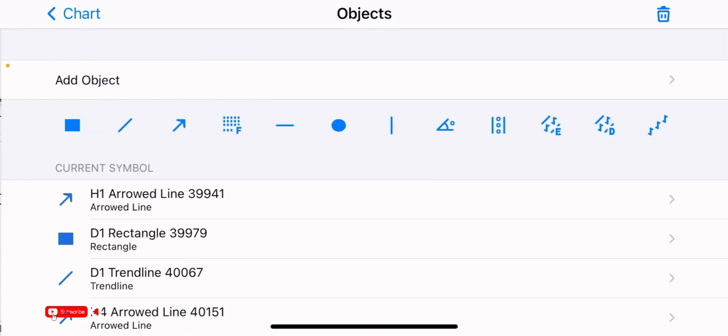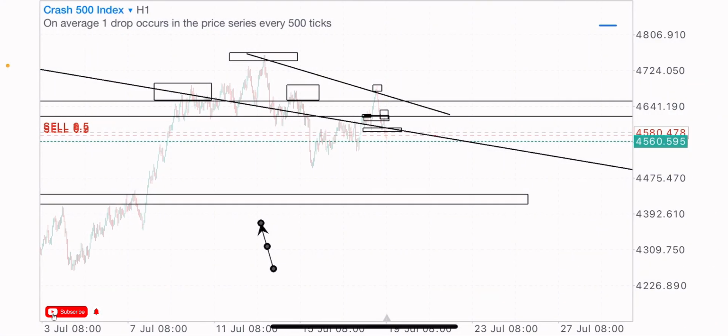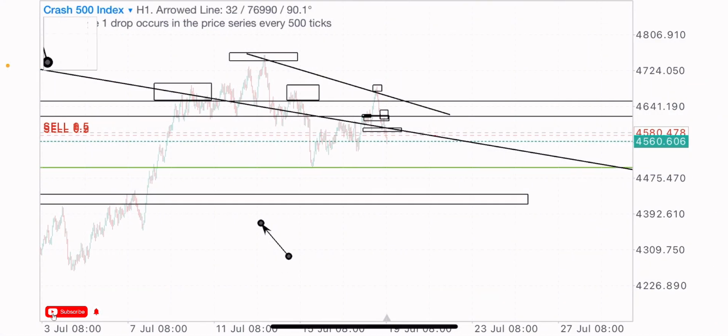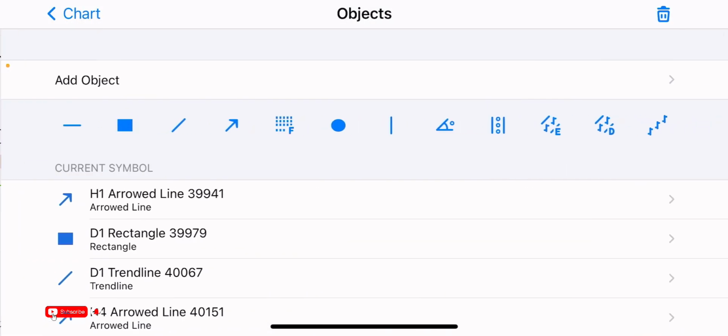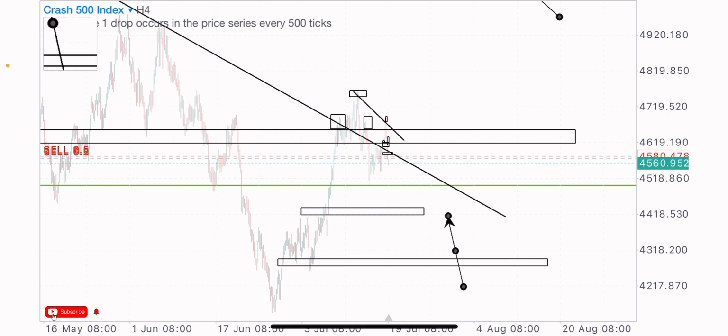I have my first TP at this zone, then my second TP at this point, my second TP here. So generally I'm still looking out for more sells on this index, at least to this level in the coming day. If I get the first and second TP hit, then I'll be holding the remaining positions to run at least to this our level. So that's my analysis on Crash 500 index basically.